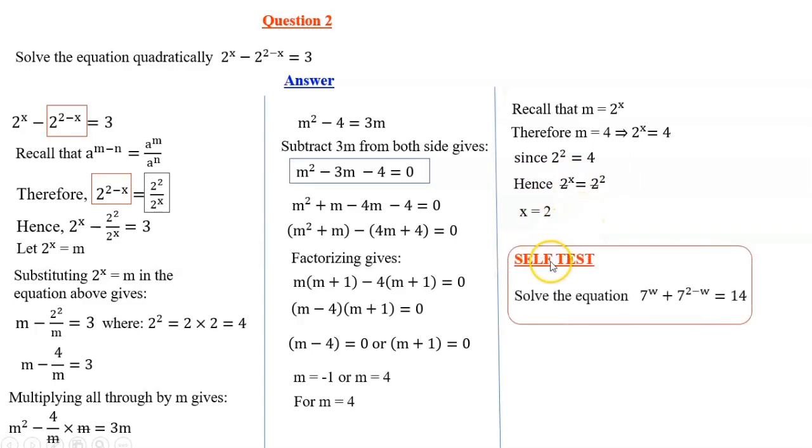We have a self-test here. Solve the equation 7 to the power of w plus 7 to the power of 2 minus w is equal to 14.